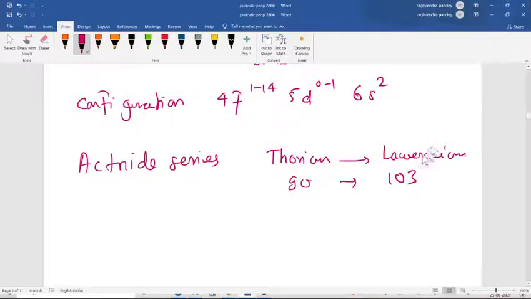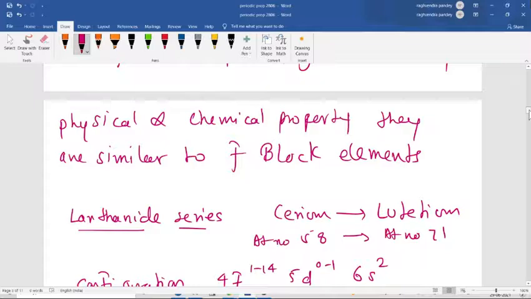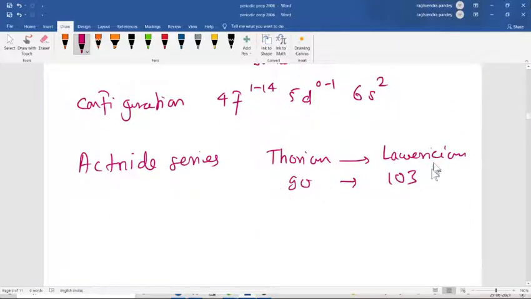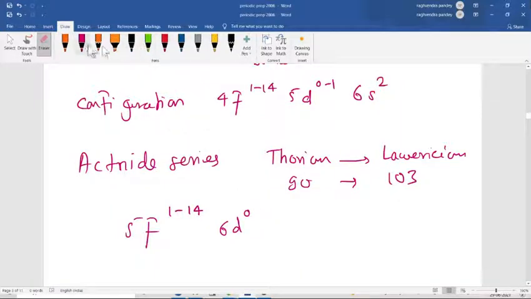Sometimes they ask the atomic number in NEET and JEE Mains. You can calculate it also, but if you remember, then it is easy. So atomic number 90 to 103. Here the electronic configuration is an increment of 1. So here it is 4f for the lanthanide series; for the actinide series it becomes 5f 1 to 14, then 6d 0 to 1, and 7s2. So that is the general electronic configuration.